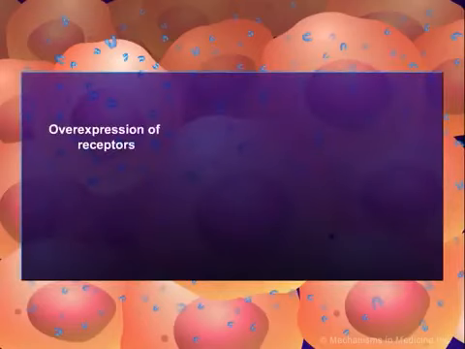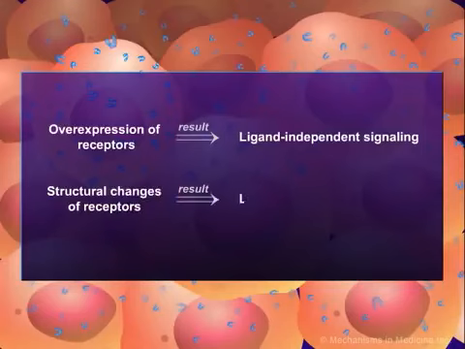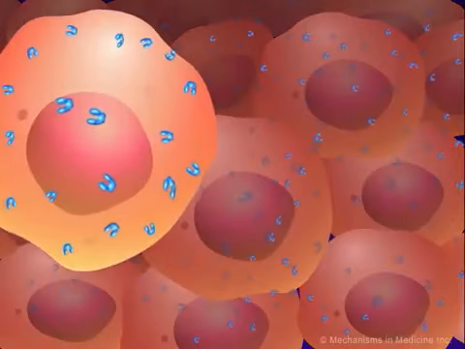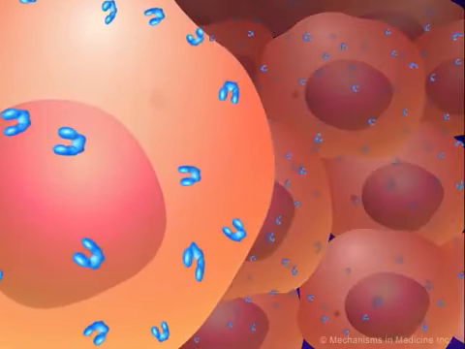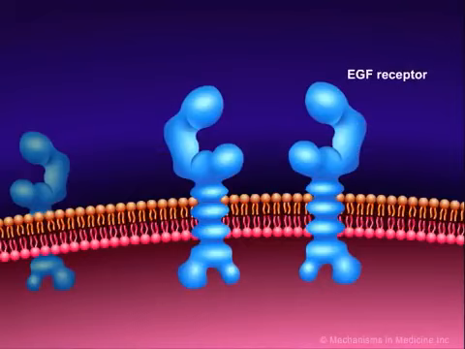Gross overexpression of growth factor receptors can result in ligand-independent signaling, where receptors are active in the absence of stimulating molecules. Structural changes to a receptor can also lead to ligand-independent activation. For example, truncated versions of the epidermal growth factor receptor, where much of the intracellular domain is missing, are constitutively active. EGF receptor, also known as HER1 or ERB1, is a member of a subfamily of type 1 receptor tyrosine kinases.